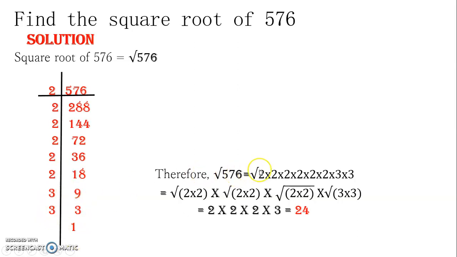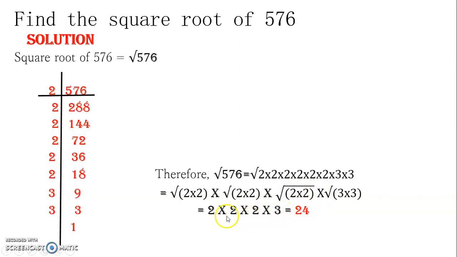So therefore, we're going to list out all the factors and then share them into groups. 2 times 2 in one group, 2 times 2 in another group, 2 times 2 in another group, and 3 times 3 in another group. Just like what we have here. We can see them all outlined. So we're going to take one factor from each of these groups. 2 times 2 times 2 times 3.